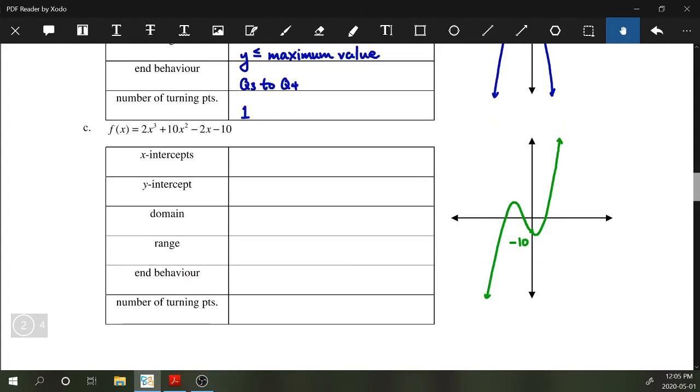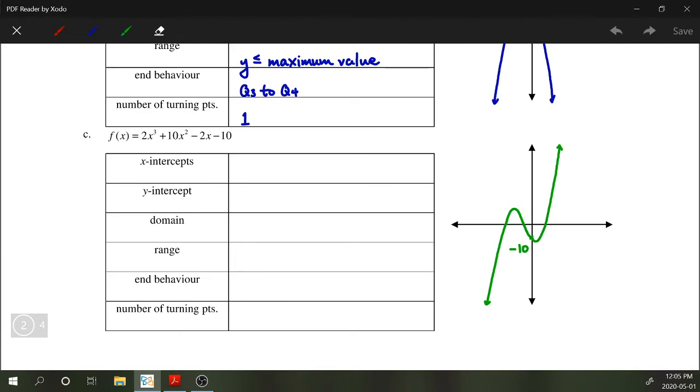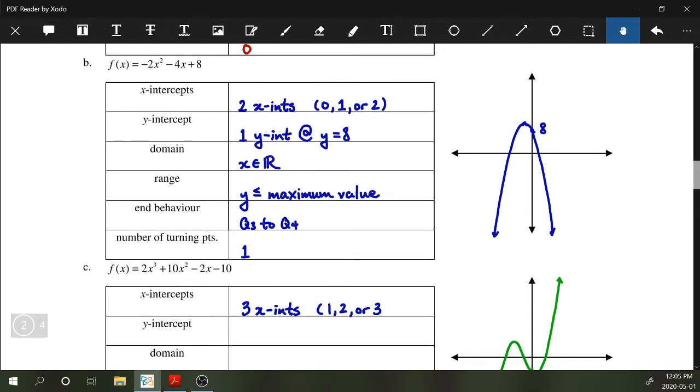Next up, we have a cubic function. In this case, it is positive. Now, in this particular case, this has 3 x-intercepts. But as you know from the last day, it could have 1 x-intercept, 2 x-intercepts, or 3 x-intercepts, depending on the shape of the actual graph.